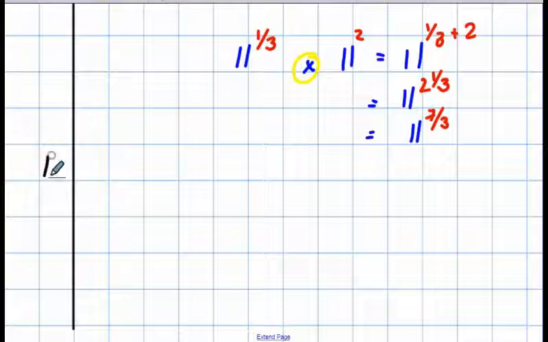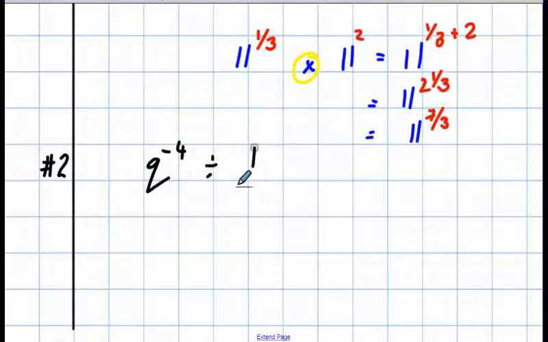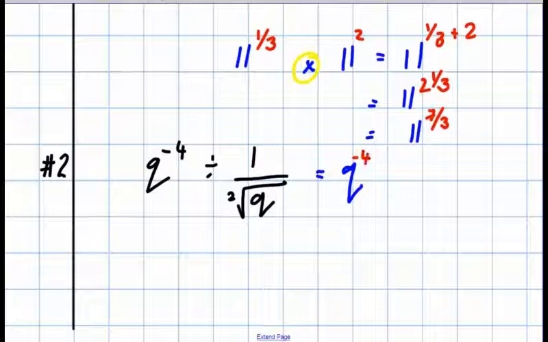Here we go. Example 2. I'm going to use a letter instead of a number. Q to the power of -4 divided by 1 over the square root of Q. Now, not only do I not have the same base, I don't have the second number in index form, so I'm going to rewrite it in index form. So it's Q to the power of -4. Okay, that bit's easy.